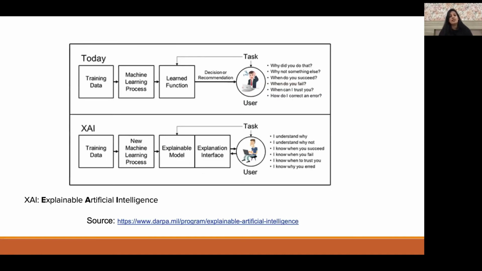If we look at the scenario today, we have training data and a machine learning process in place. It could be any model where you learn your function, and then the final output is basically a decision or a recommendation. But what the end user or your business users would not understand is why the model did this. Let's say you are building a model for predicting the churn rate of a company, but what good is a model which is not able to clearly point out the reasons why the churn rate is so high?